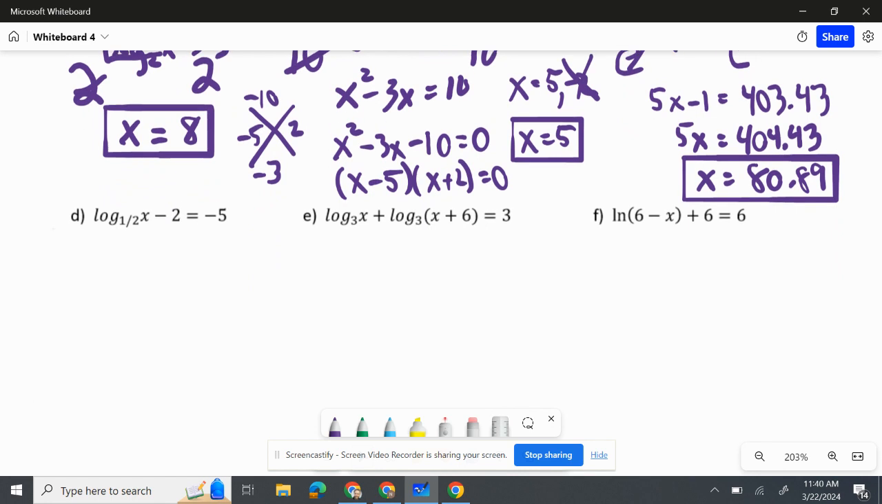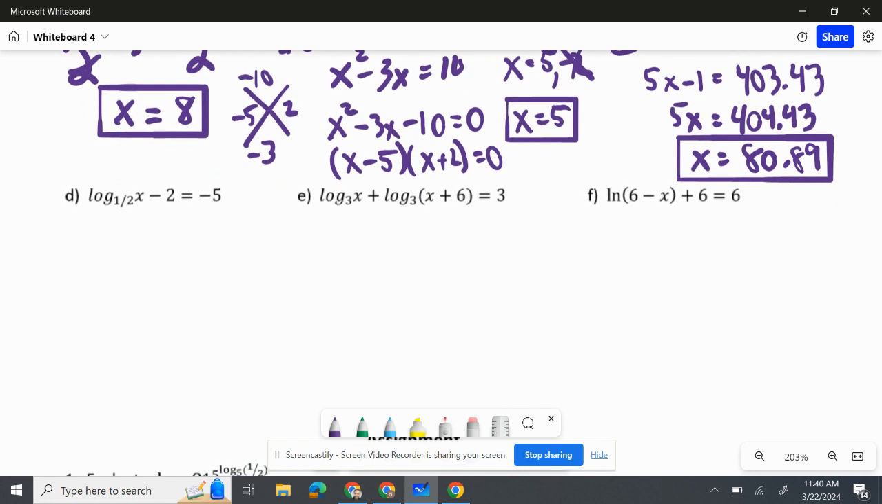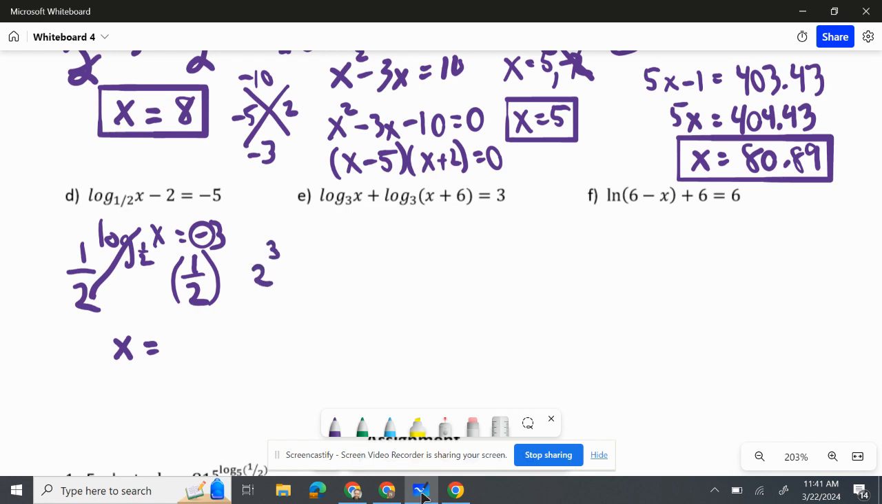So looking at the next ones, we're going to do the same thing. We're going to get the log by itself. So I do log base 1/2 of x is equal to negative 3. I do a base of 1/2. The log cancels with the base, so I get x equals 1/2 to the negative 3. Remember, the negative flips it, so it becomes 2 to the 3. And we know that 2 to the 3 gives us 8.